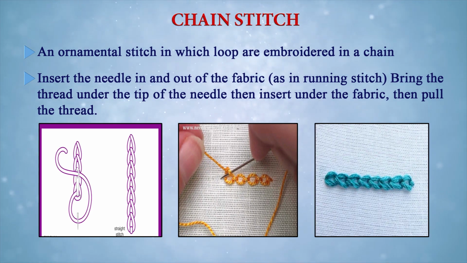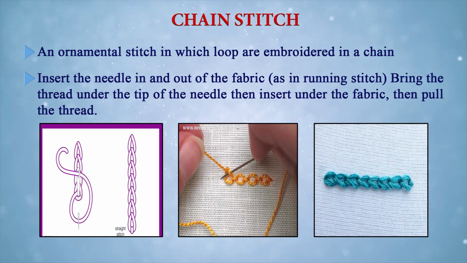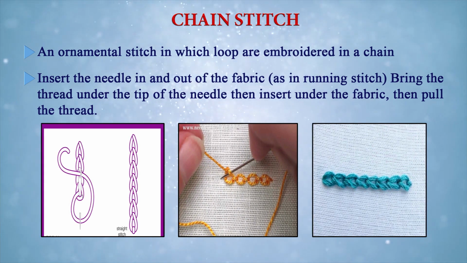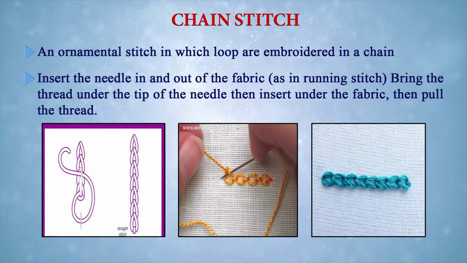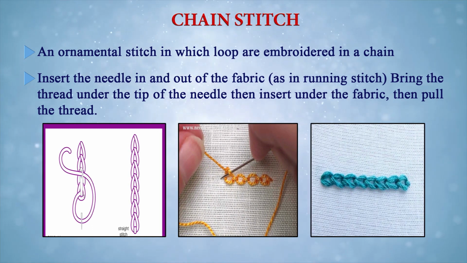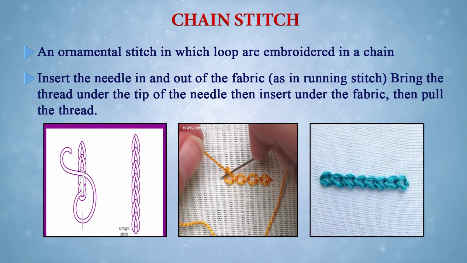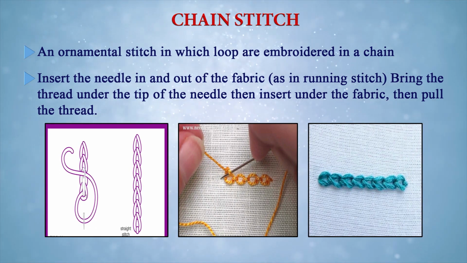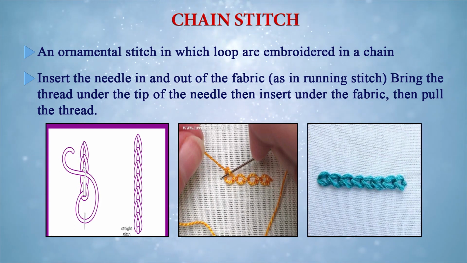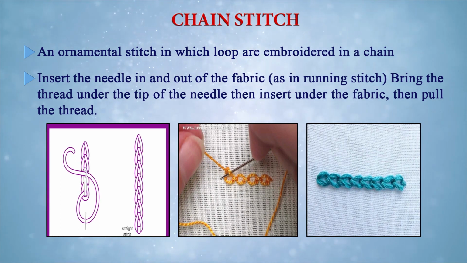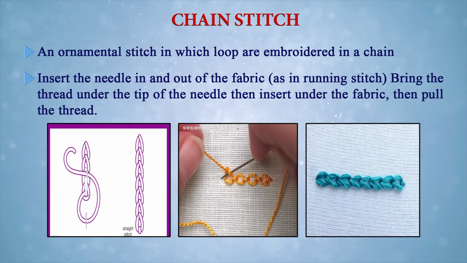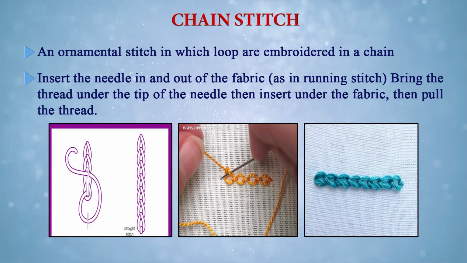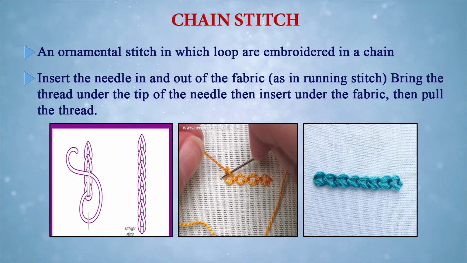We just insert the needle in the fabric and make one running stitch, and then we make a loop above the needle. When the loop is created, we take the needle out from that loop and insert it in the fabric again. Doing this in a continuous and even manner creates a design, like the chain we have created on the fabric.